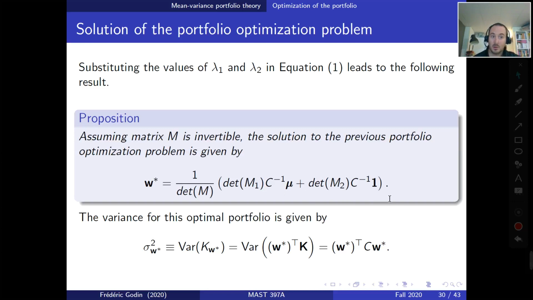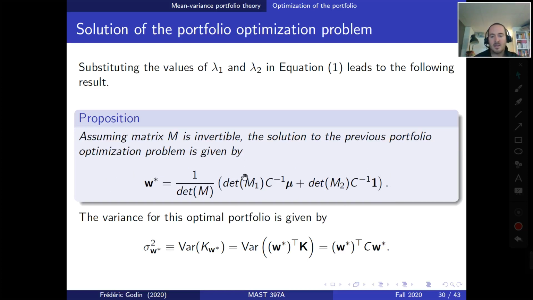Okay, so this is good. We're done with that problem. We have identified, across all portfolios which have an expected return of M, the one which has the smallest variance. And this is the formula for the weights associated with this portfolio.